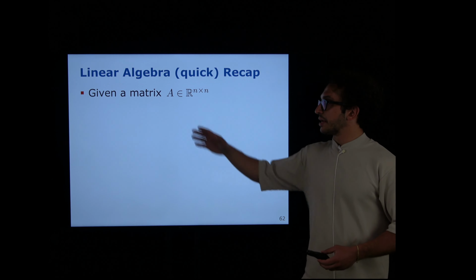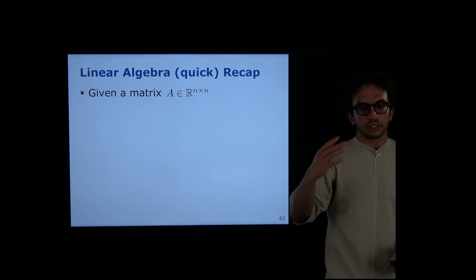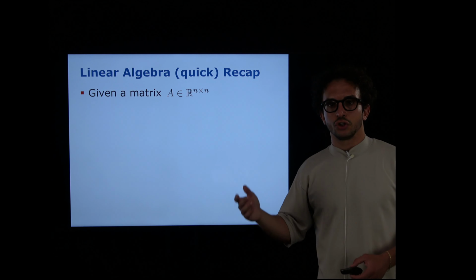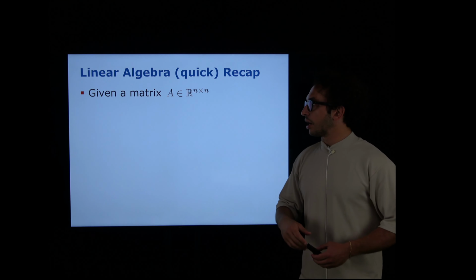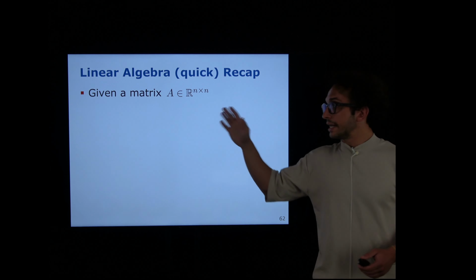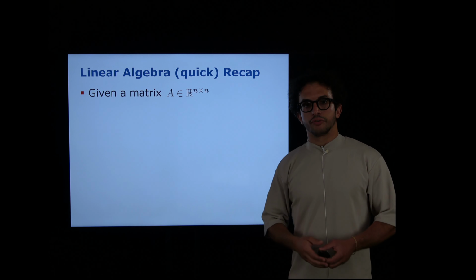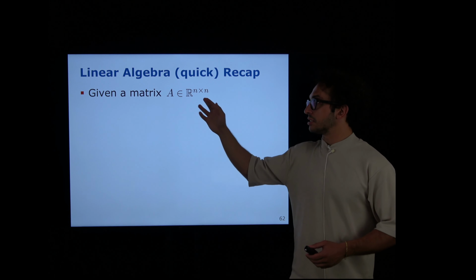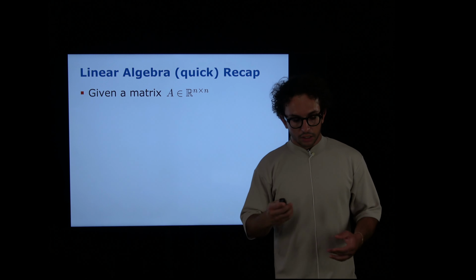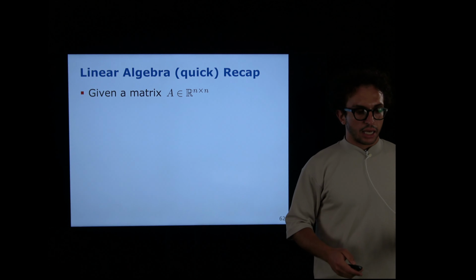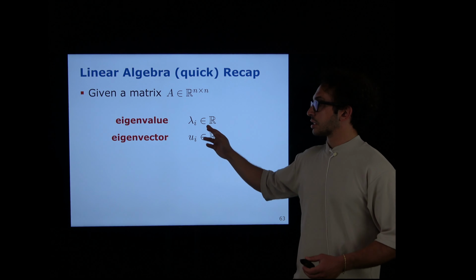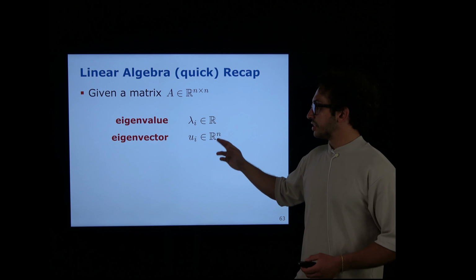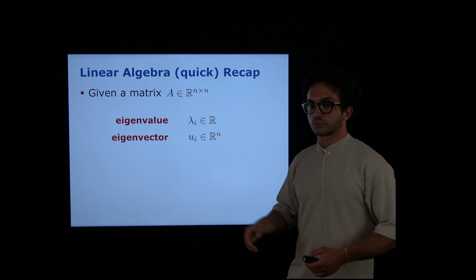So we take a matrix. This matrix is conveniently called A, exactly like your dynamic matrix. And it's conveniently of shape R^(n×n), which is the size of your dynamic matrix because the state is n-dimensional in general. This square matrix has eigenvalues and eigenvectors. Eigenvalues are scalars, eigenvectors have the size of the matrix.